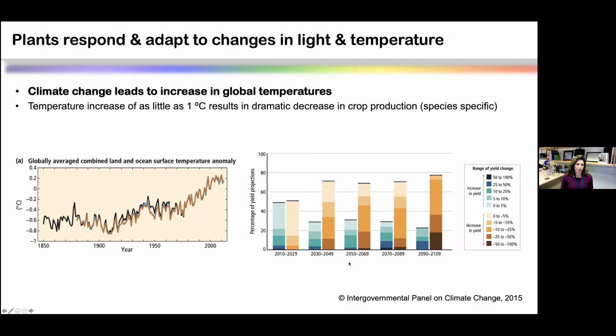So a temperature increase of as little as 1 degree centigrade can result in a huge reduction in crop production. Of course, this is species specific, but basically in the next few decades, we will have major issues in terms of crop production if the temperature continues to rise. So it's very important to understand how plants respond and adapt to changes in light as well as temperature.